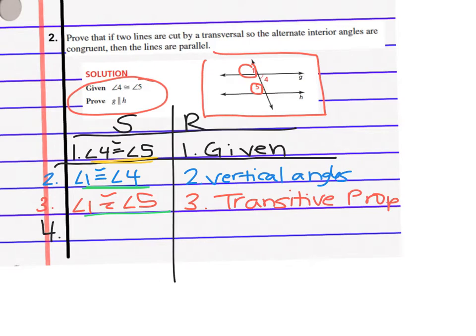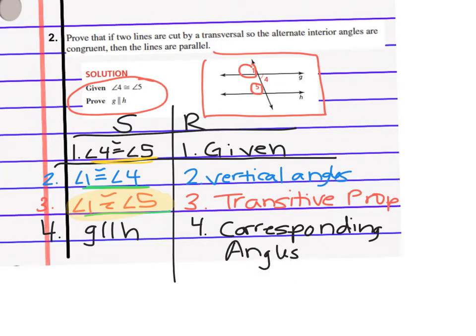Lastly, I can end saying line G is parallel to H. And if you look right here, we said that angle 1 was congruent to angle 5. Those are what kind of angles? 1 and 5, those are corresponding. So what would my reason be? That's going to be the corresponding angles converse.